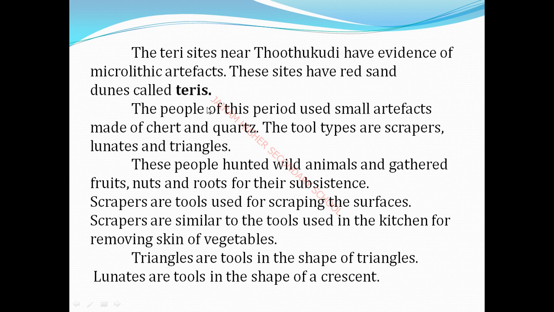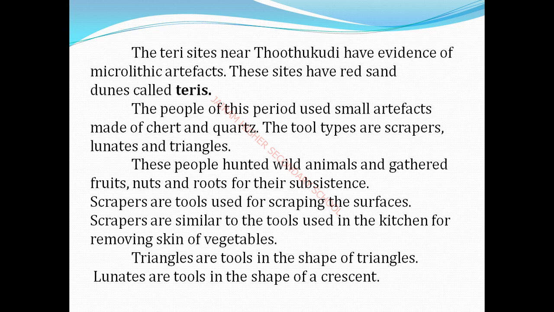The people of this period used small artifacts made of chert and quartz. What is chert and quartz? It is very small in size. The tool types are scrapers, lunates and triangles. What are scrapers? A scraper is like a peeler, like a tomato peeler you have seen.